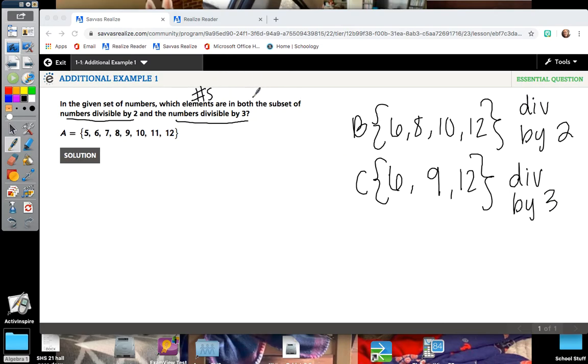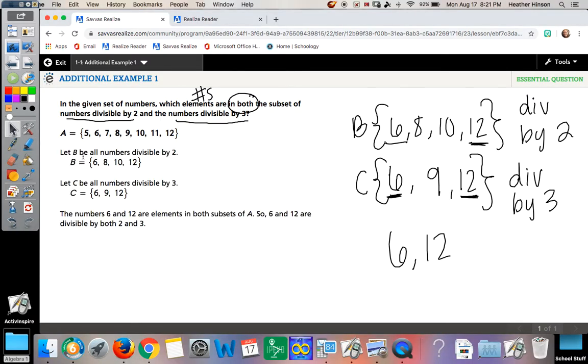So which numbers are in both of them? If you go down your list, do they both have a 6? Yes. Do they both have an 8? No. A 10? No. A 12? Yes. And then this one has a 9, but the top didn't. So we're just looking at 6 and 12.